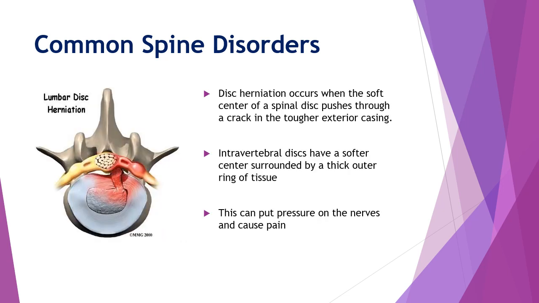Disc herniation occurs when the soft center of a spinal disc pushes through a crack in the tougher exterior casing. Intervertebral discs have a softer center surrounded by a thick outer ring of tissue. This can put pressure on the nerves and cause pain.